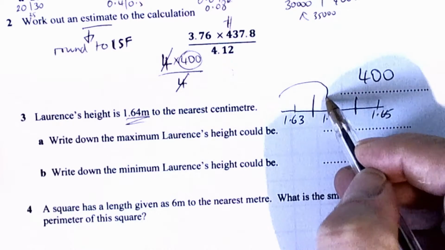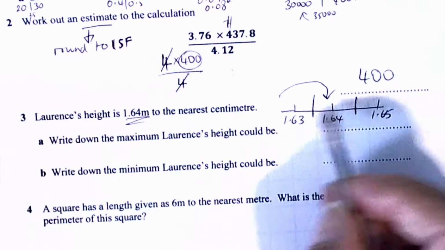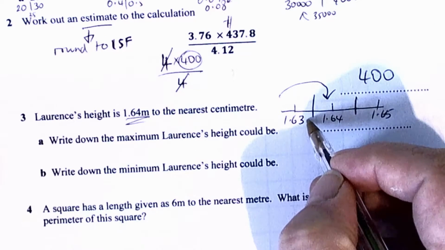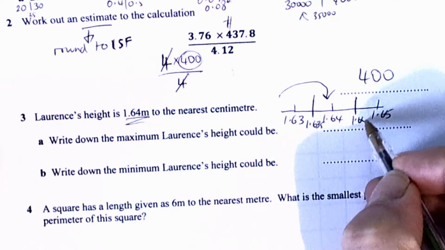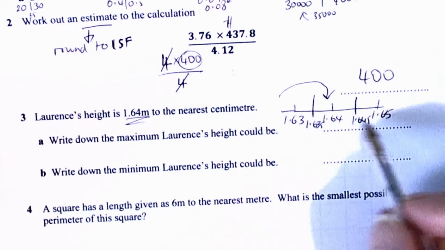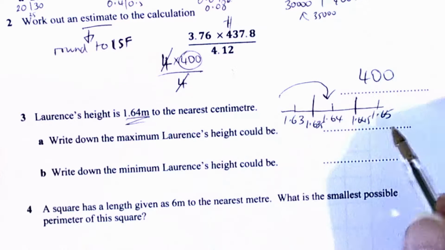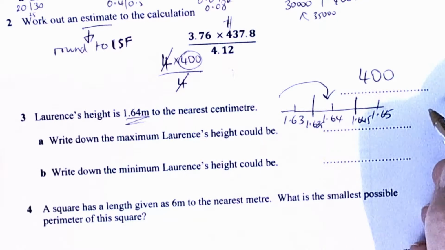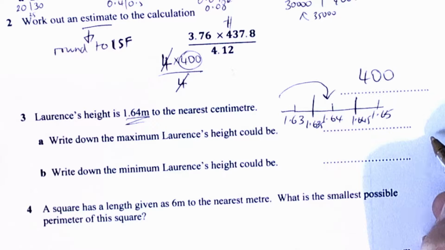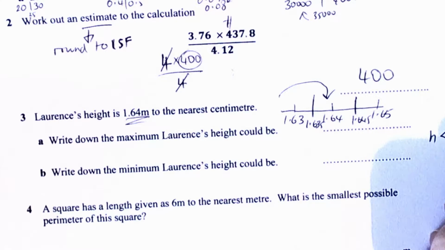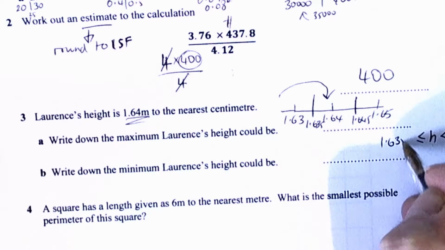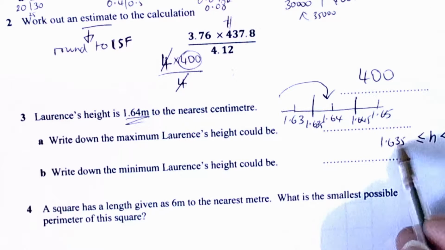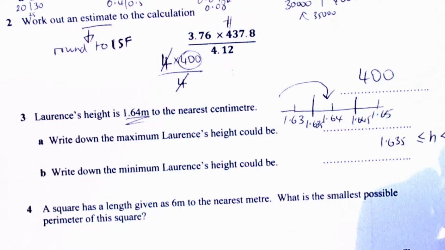So that means it must be somewhere between these two boundaries, and the boundaries are 1.635 and 1.645. So that tells me the error interval for this measurement. It's about a height, so the height is less than 1.645 and greater than or equal to 1.635. So that's our error interval, how small the measurement could be and how big the measurement could be.